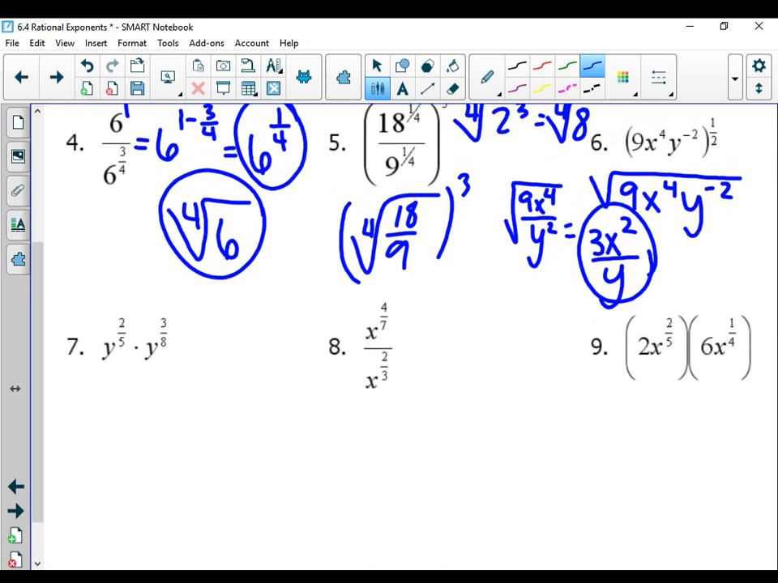Could you have done it a different way? Absolutely. You could have applied that 1/2 all the way through, and you still would have gotten the same answer. You just cannot leave a negative exponent as your final answer. Okay? Any questions on those three? All right?